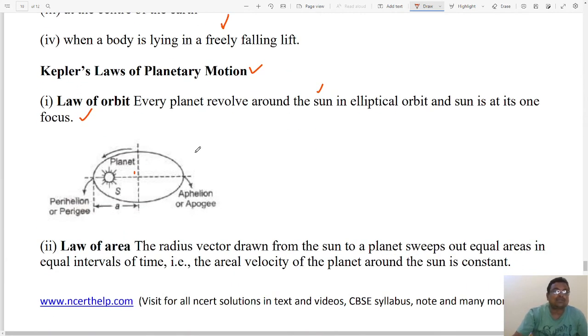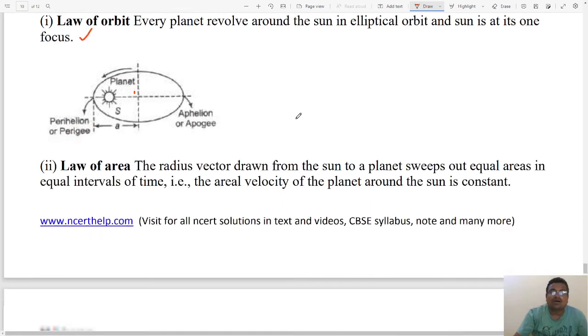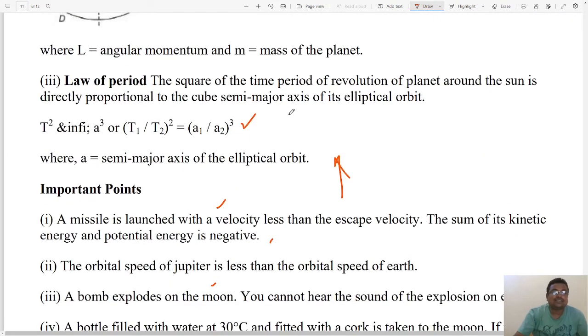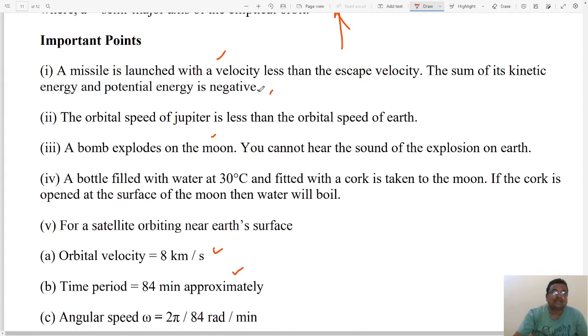Now Kepler explains the three laws. Law of orbit: every planet revolves around the sun in an elliptical orbit. The third law is related to time: the square of the time period of revolution of a planet around the sun is directly proportional to the cube of the semi-major axis of its elliptical orbit.